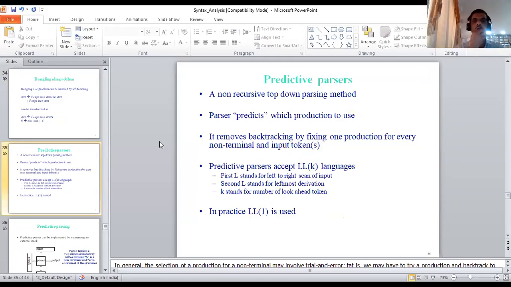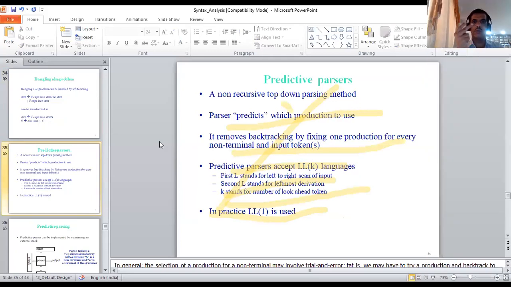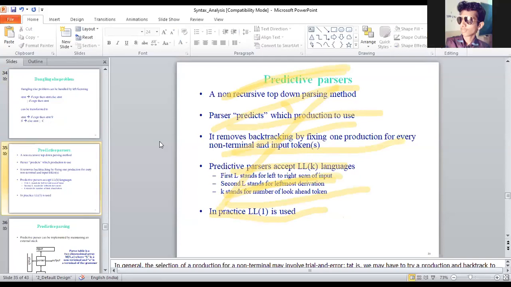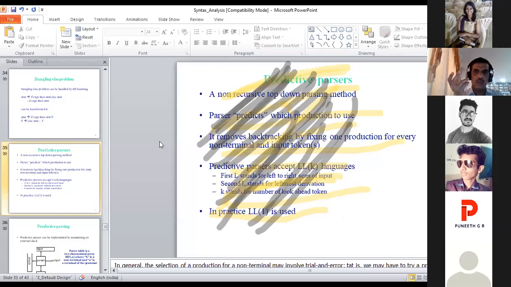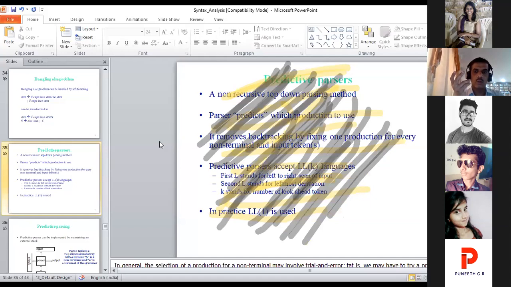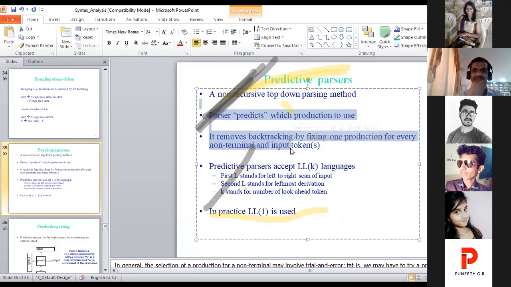Now, what is recursive descent parsing? There are two types of top-down parsing we discussed. Which are those? Any one of you? We discussed two types of top-down parsing as of now. Which are those? Recursive descent parsing and predictive parsing. One is backtracking. Predictive parsing. In that, there is recursive predictive and non-recursive predictive.